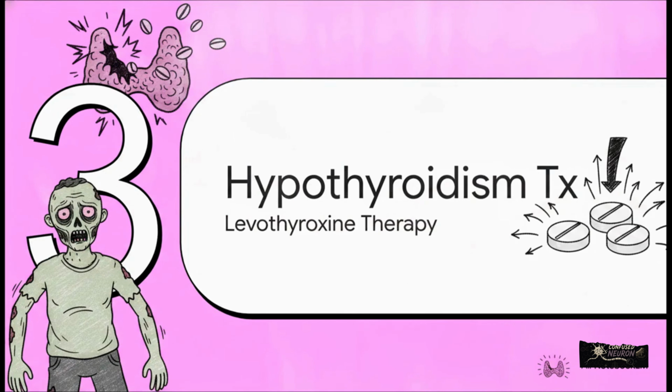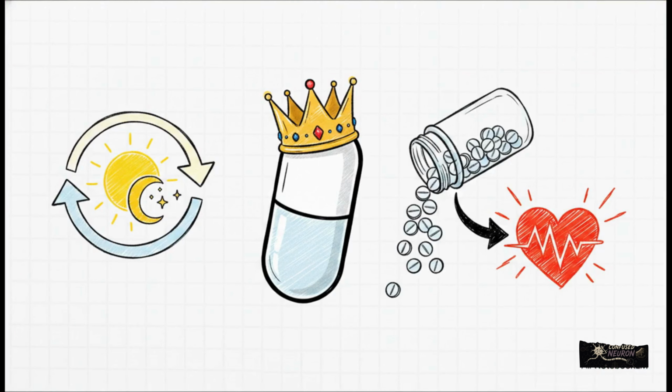Section 3. Hypothyroidism and levothyroxine. Okay, when dealing with a sluggish zombie state of inadequate thyroid hormone secretion, usually because the gland is destroyed by an autoimmune condition like Hashimoto's, we have to step in and replace what's missing. So write this down on your notepad. Levothyroxine is the absolute king of this treatment algorithm. It's a synthetic version of T4.